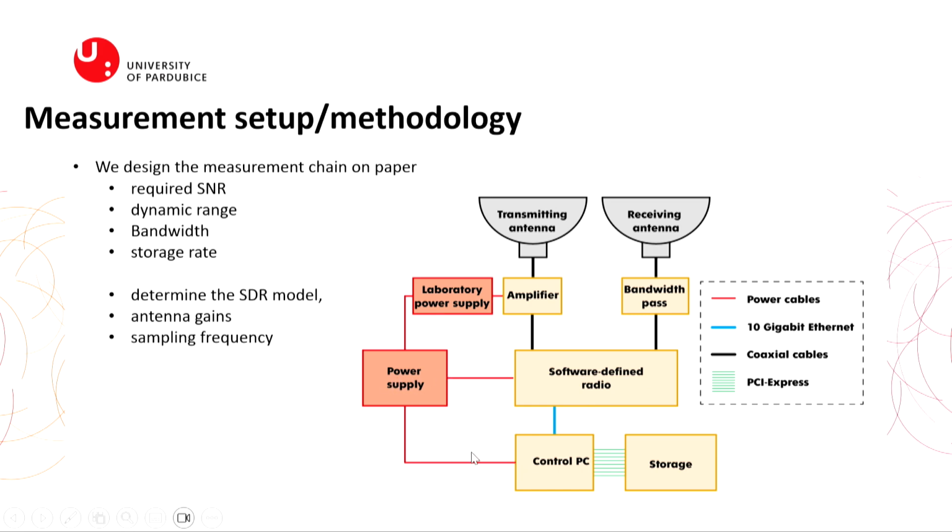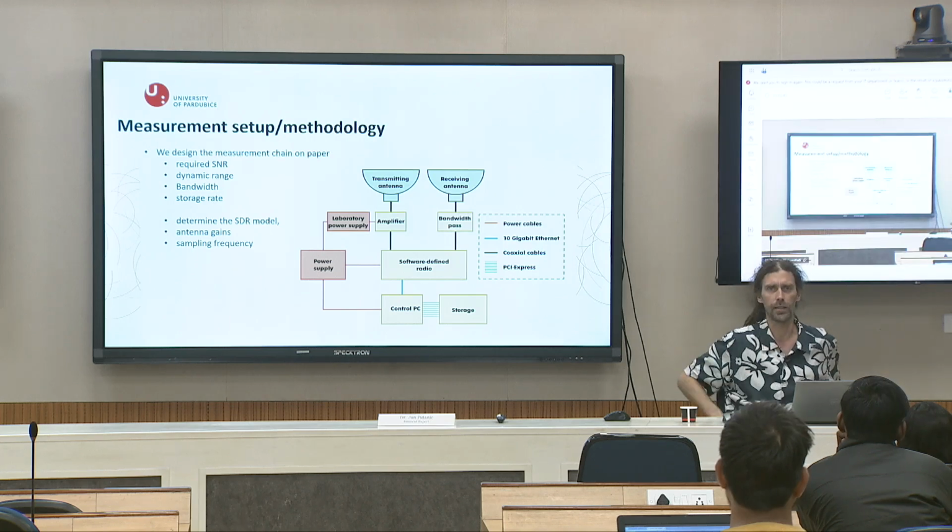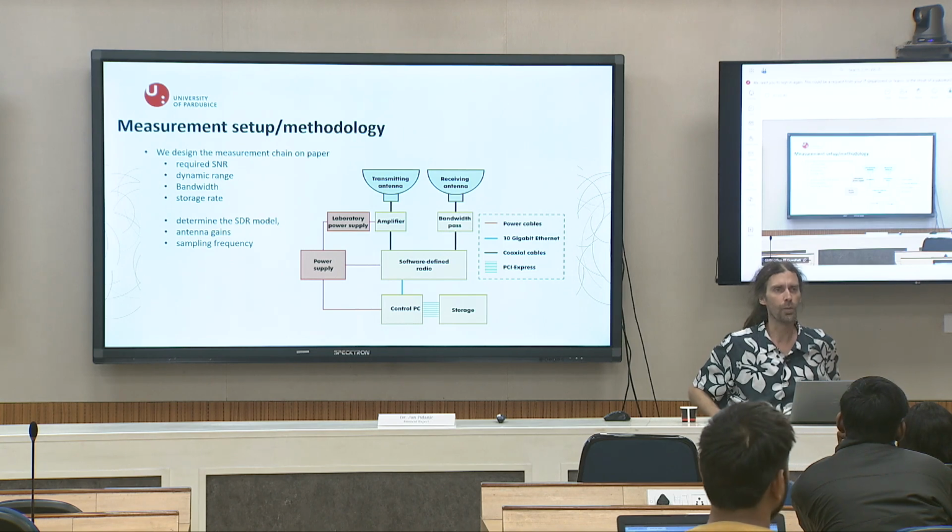Everything needs a power supply. The amplifier needs a slightly different voltage, so we just put in a laboratory power supply for explanation. And then we have a transmitting and a receiving antenna. Maybe some of you can complain: okay, we are still talking about radars, one antenna, monostatic solution, and now I have two antennas. Yes, we call it a quasi-monostatic solution. So it is almost monostatic.